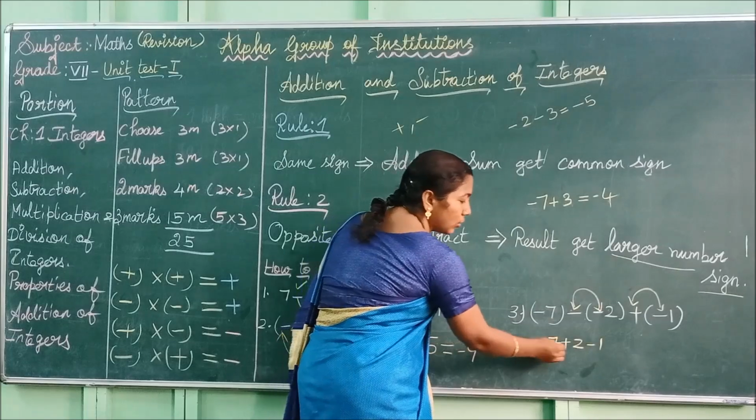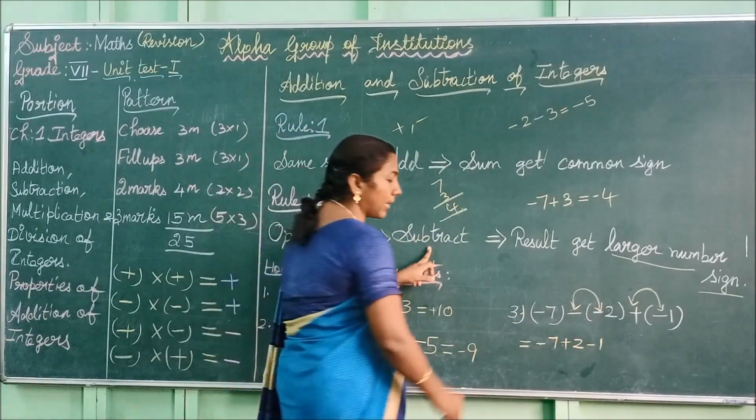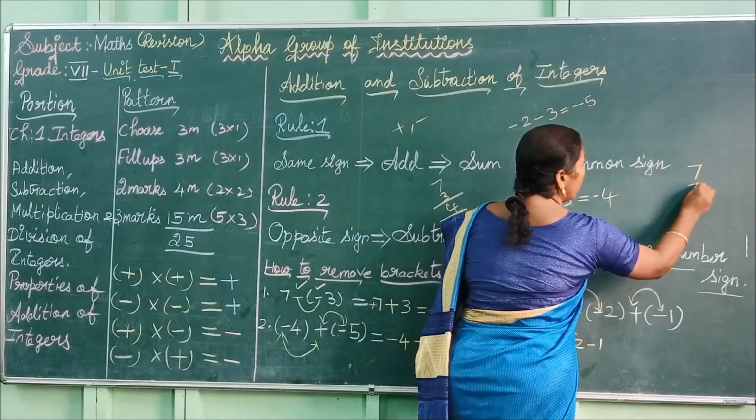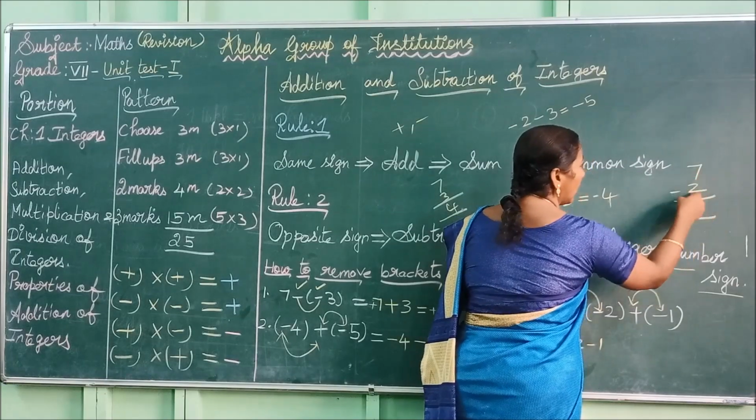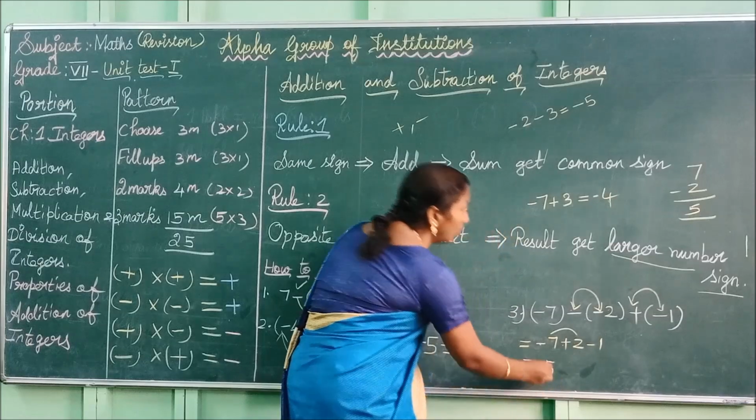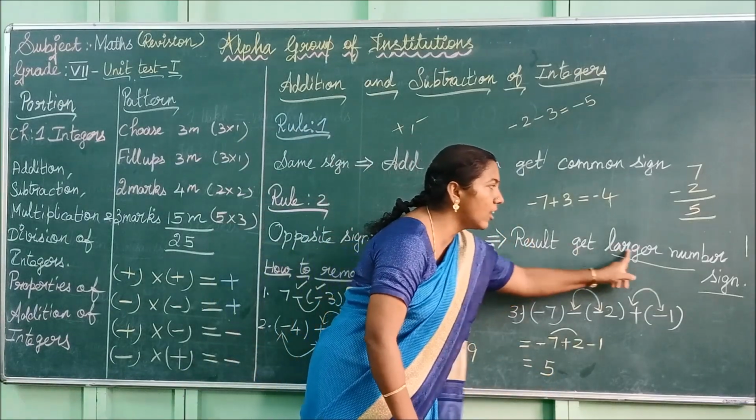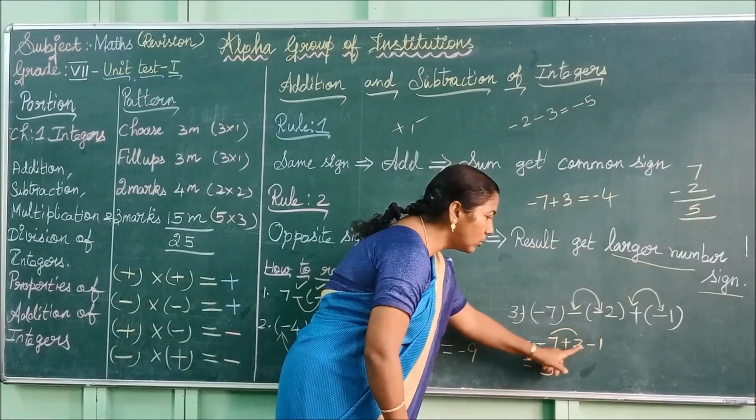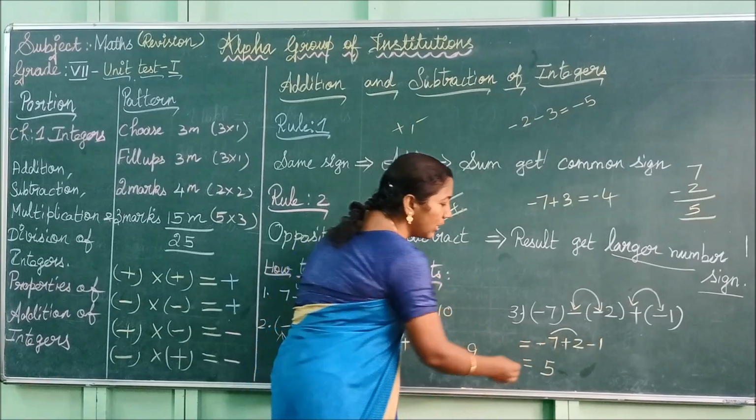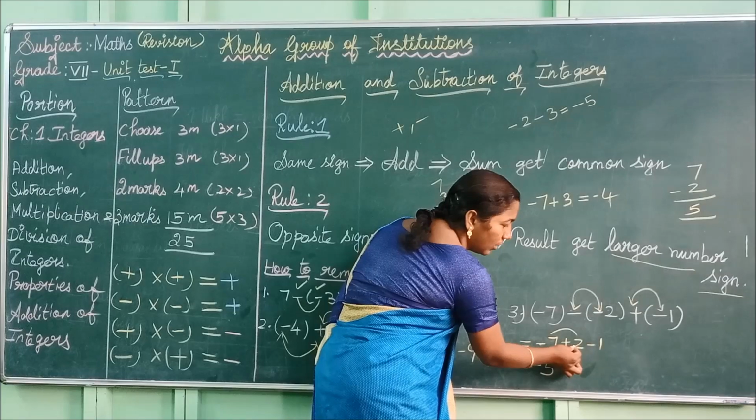See here children, minus 7 plus 2. According to rule 2, opposite signs means subtract. So you have to subtract this. So 7 minus 2. Ignore the symbol and subtract the smaller number from the bigger number. So you get the answer 5. According to rule 2, if you subtract you get one result, and that result gets the larger number's sign. So among these two numbers, which is the larger number? 7. What is the symbol for it? Minus. So here you have to assign the symbol minus. Thus we have evaluated minus 7 and plus 2.